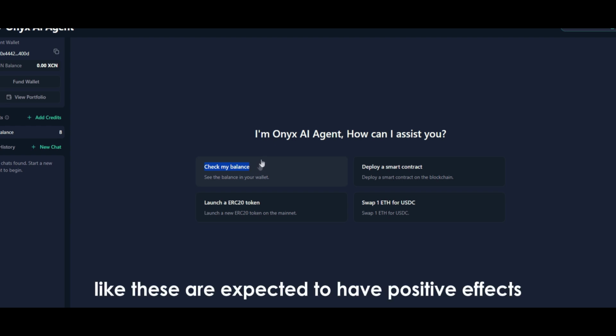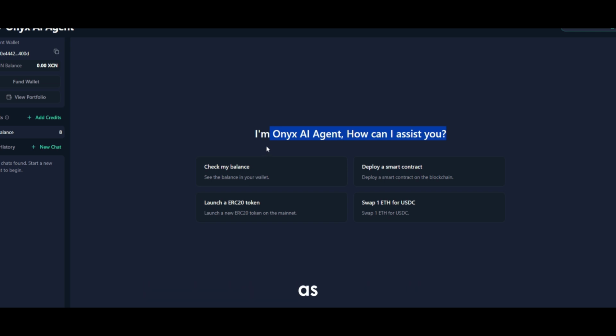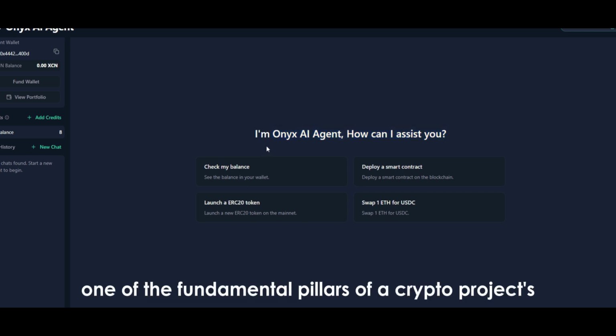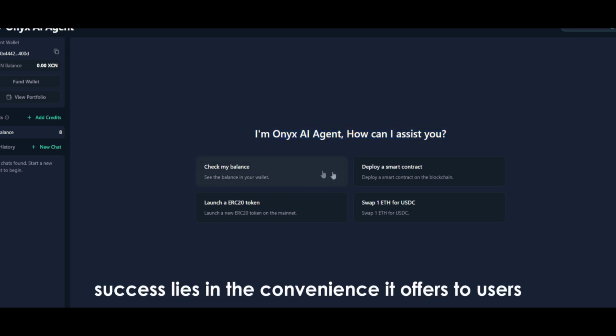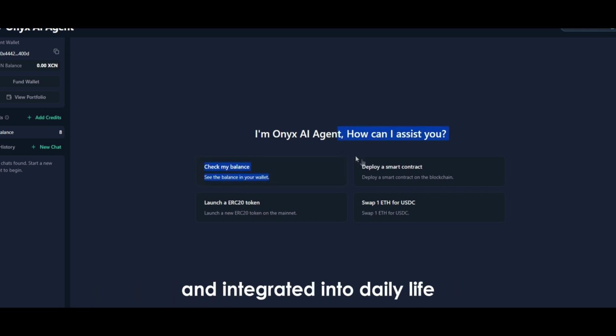Innovations like these are expected to have positive effects on the price in both the short and long term, as one of the fundamental pillars of a crypto project's success lies in the convenience it offers to users and how well those conveniences are adopted and integrated into daily life by a broad user base.